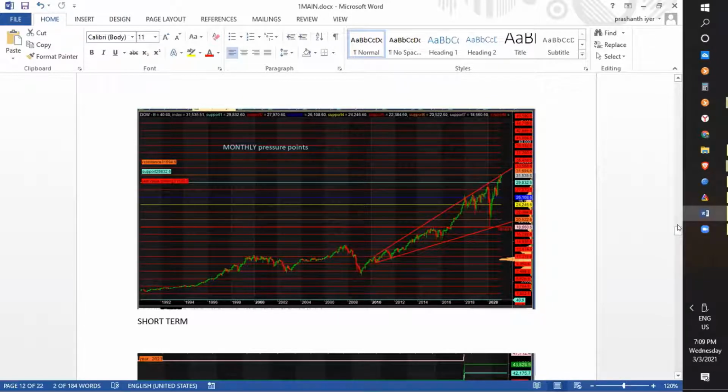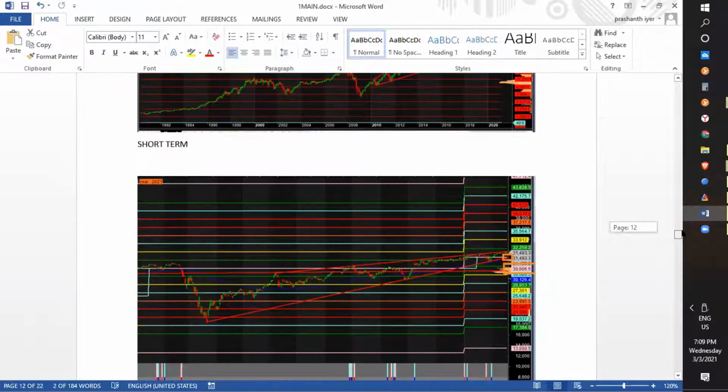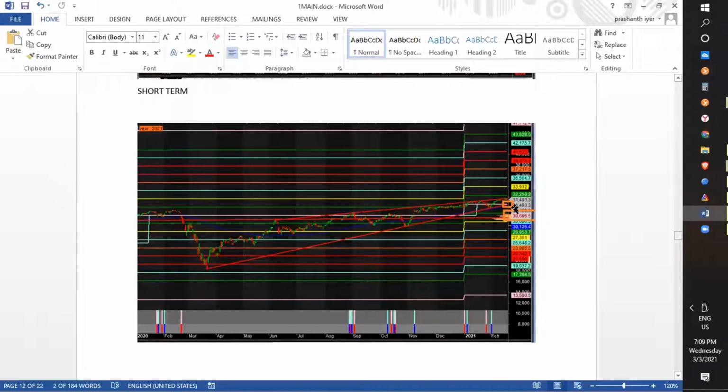So let's move on to something technical. This is very short term. People can actually use this. If at any point of time the Dow breaks 30,600, that's it. There will be a deep sell-off in most asset classes all over the world.